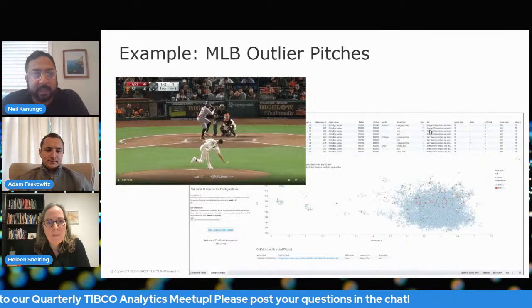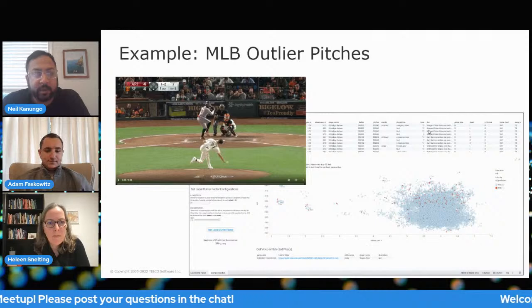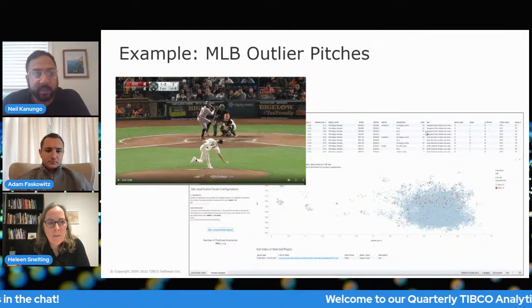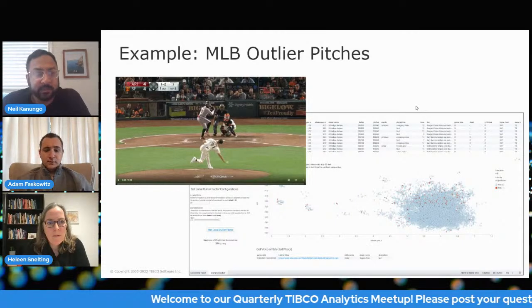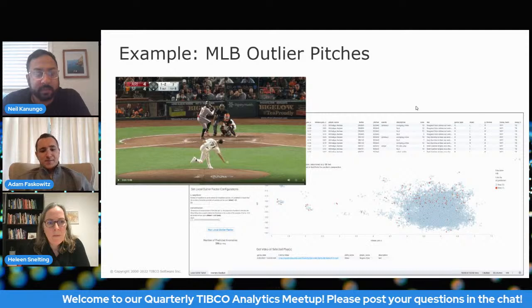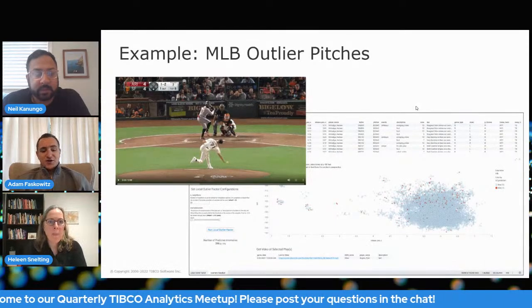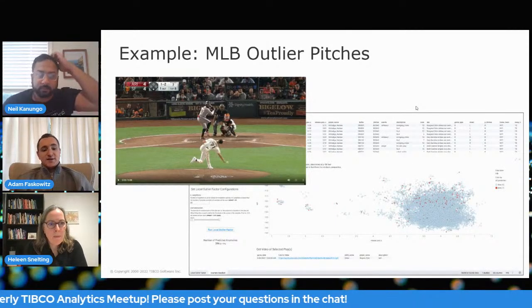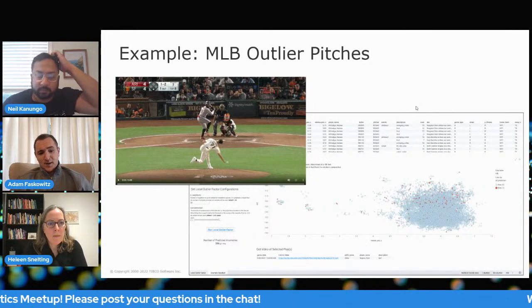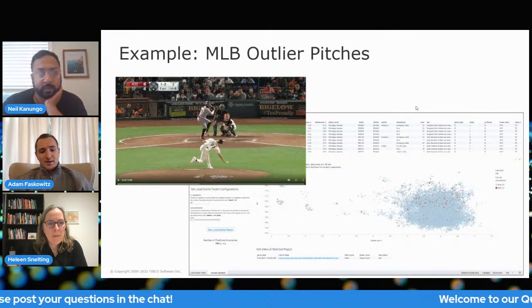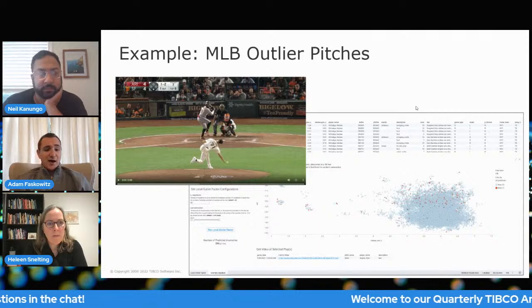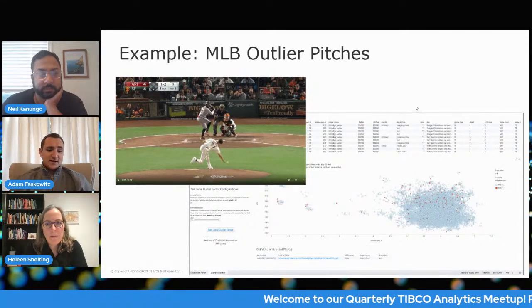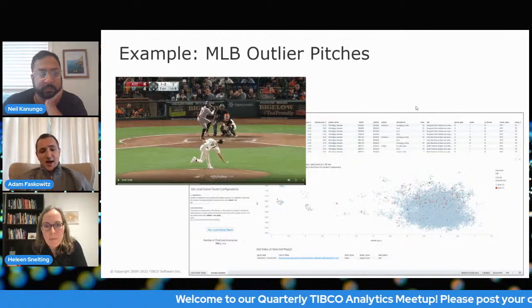And then Adam's done a really cool analysis on MLB outlier pitches using the local outlier factor. Adam, did you want to talk a little bit about how this works and some of the results that you've seen? Yeah, sure. So this was a data function that we actually put out. You can find this in the community. It's the local outlier factor data function. And it's an anomaly detection method. And I just used the algorithm on some baseball statistics that I was able to get.